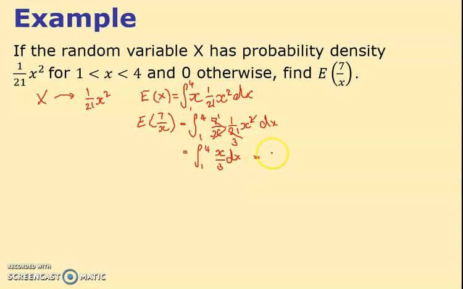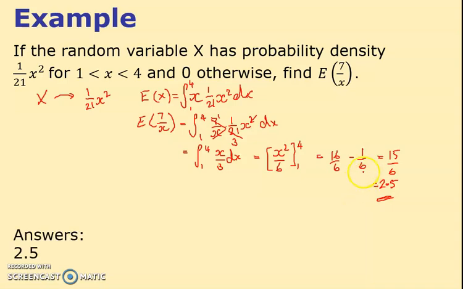Now if I integrate x over 3, I get x squared over 6, add one to the power and divide by the power. So I put the 4 in, it gives me 16 over 6. Put the 1 in, I get 1 over 6, which gives me 15 over 6, which is 2.5. So actually quite an easy question, 2.5.